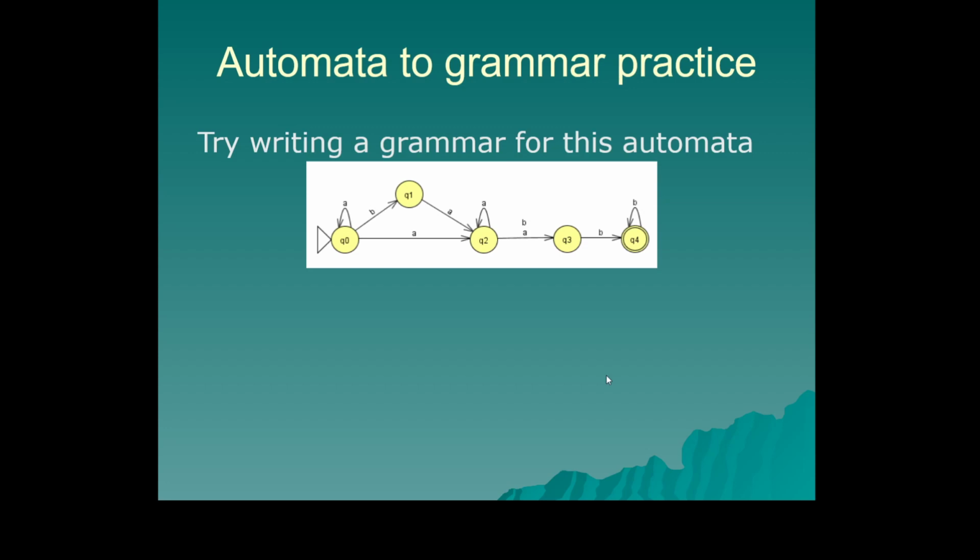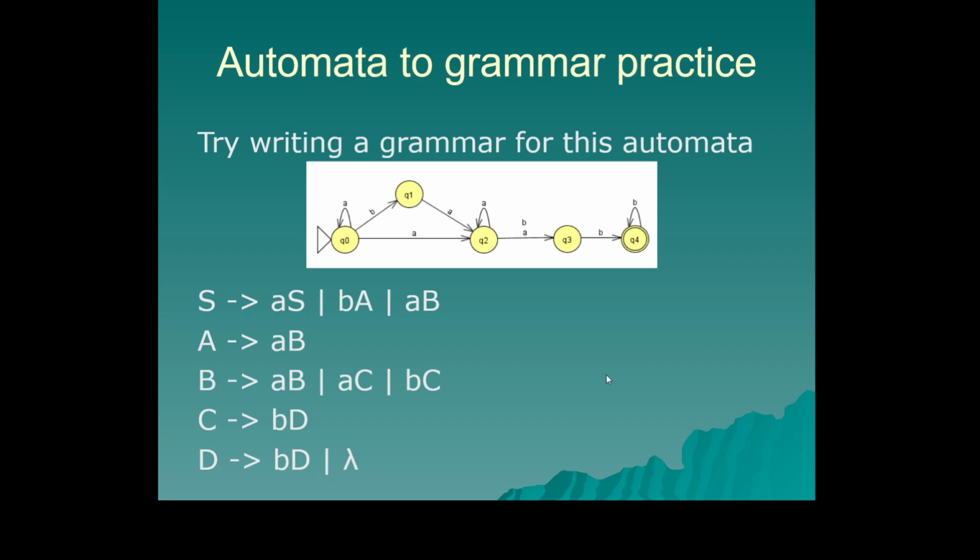Okay, so the solution to this, if we follow our rules defined above, is we have our starting state, which can loop into itself with an A. We'll call this S. We'll call Q1 A, Q2 B, Q3 C, and Q4 D. So we can loop back in with an S. With a B, we go to state A. With an A, we go to state B. From state A, an A goes to state B. From state B, a B goes to state C.